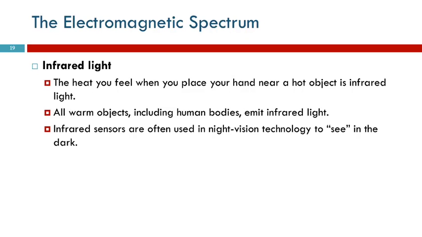Infrared is heat, basically. When you put your hand near a hot object, like we heated crucibles, and I warned you, you put your hand near it before you touch it to make sure it's not too hot. You do that and you feel heat radiating off of it. That is infrared radiation. And that can be seen with like a night scope or special detectors. All warm objects, including humans, emit infrared radiation.